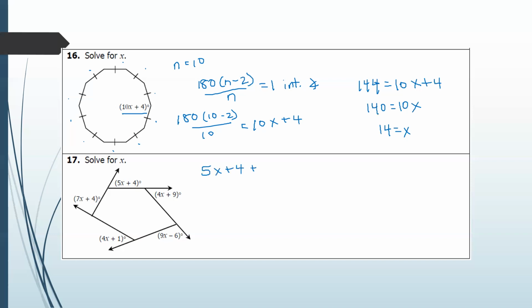5x plus 4, 4x plus 9, 9x minus 6, 4x plus 1, and 7x plus 4. Those are all the exterior angles, and they will always add up to 360. Combine your like terms. See all the x's, you got 29 x's all together. And then when you combine the 4, the 9, negative 6, positive 1, positive 4, you get 12.